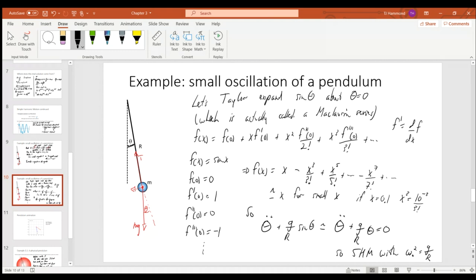I can't remember, I think 0.1 is something like 10 degrees, but you can check that on your own. So if we approximate this for a small angle, theta double dot plus g over r sine theta is approximately theta double dot plus g over r times theta equal to 0. That's the exact same equation as simple harmonic motion, but instead of omega naught squared being k over m, it's going to be g over r.